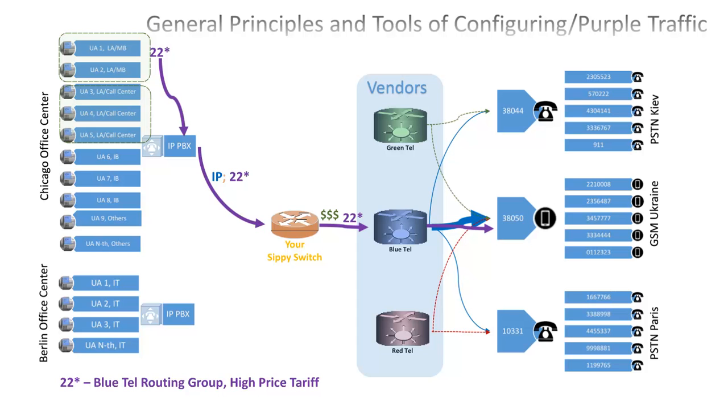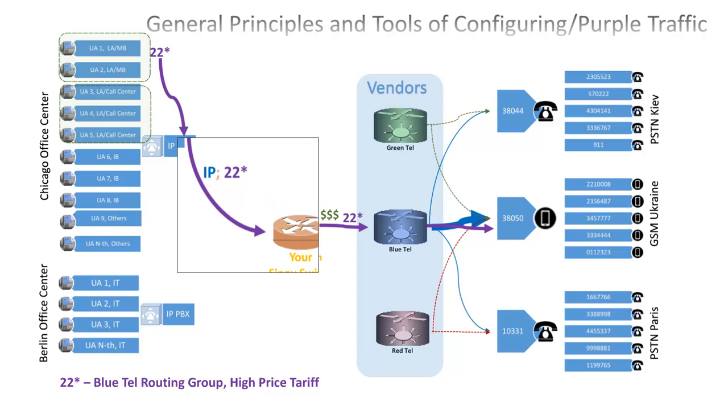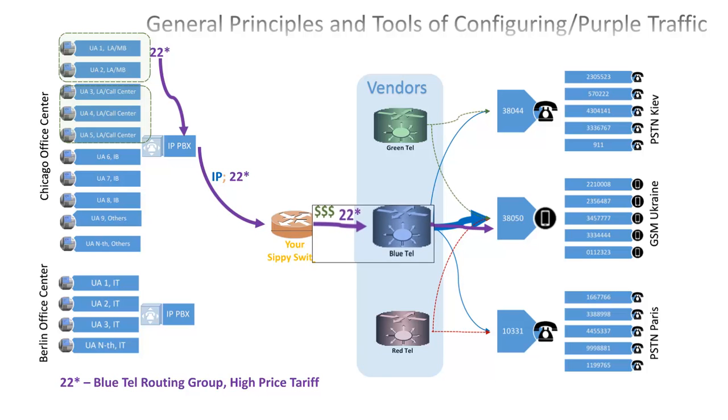Let's inspect the way of the purple traffic. It goes first to IPPBX, then is sent to CP switch. The switch authenticates this traffic by IP address of IPPBX and technical prefix 22. Then, according to the customer needs, the soft switch shall send this traffic to BlueTel's GSM Ukraine connection at high quality. To route purple traffic this way, the soft switch applies the routing group that contains the needed connection from all connections available. Also, considering that this traffic is sent via high-quality connection, we want to assign it the high-price tariff.